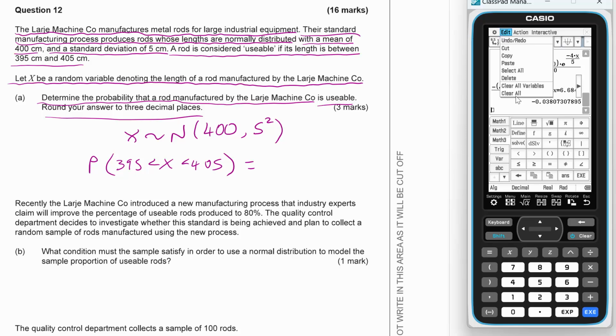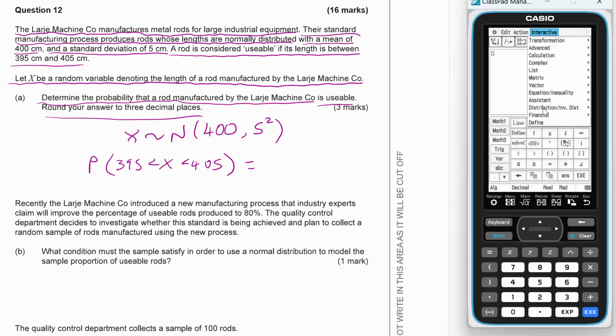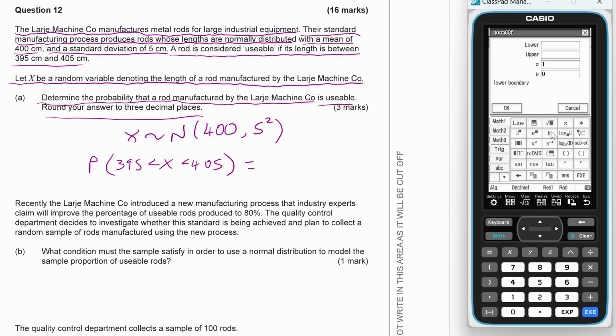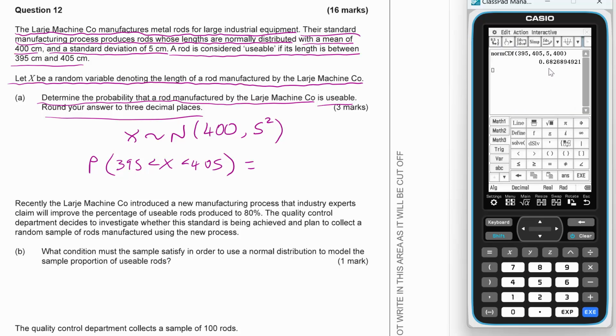I usually go to interactive, distribution, continuous, normal CDF, and we are going from 395 up to 405 with a standard deviation of 5 and a mean of 400. And that gives us 0.683 to 3 decimal places.